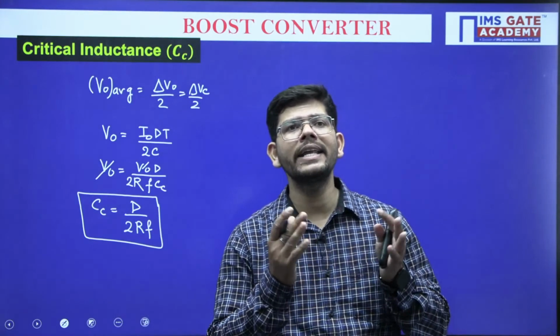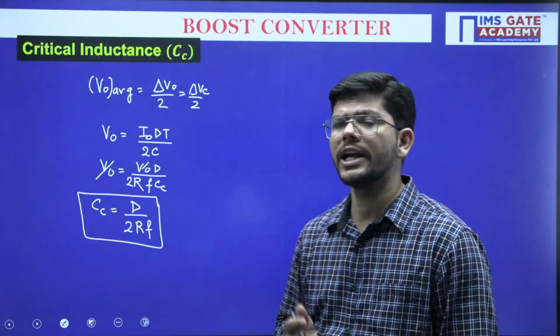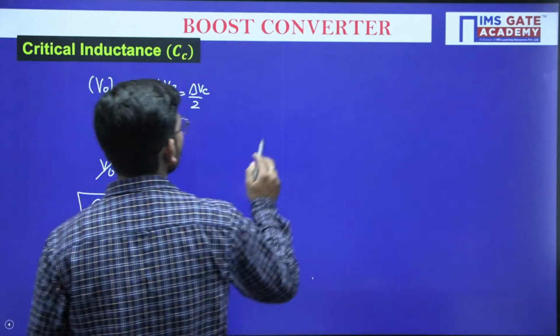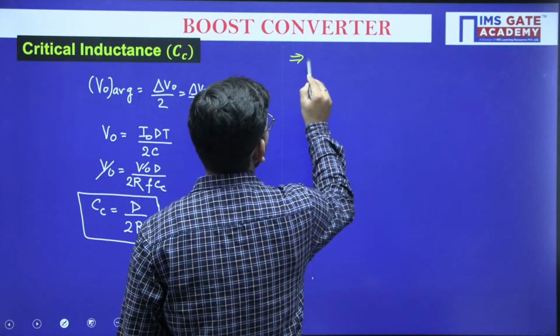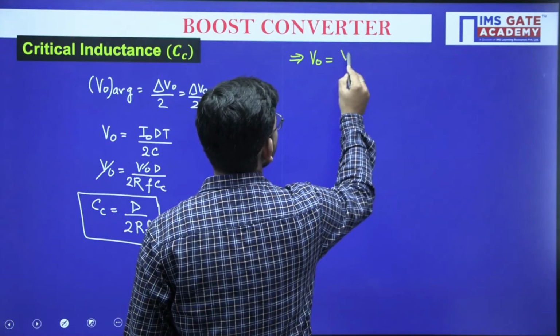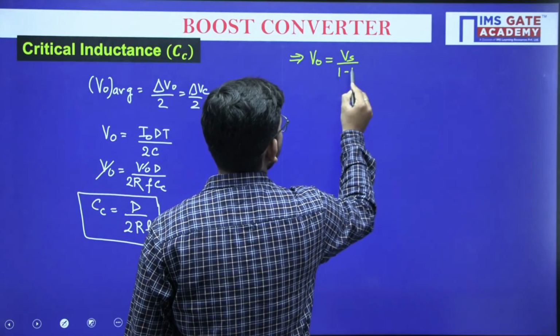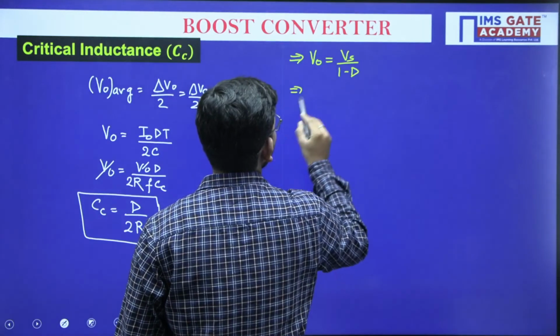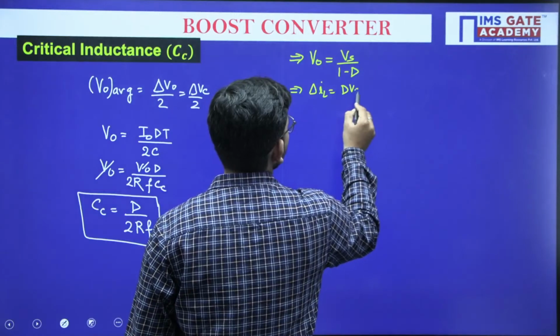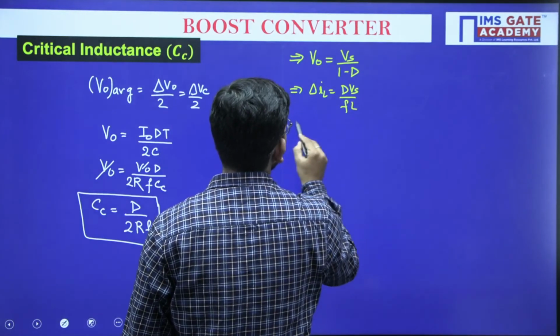And that's it. This is how we have analyzed the operation of this boost converter. And what are the important formulas that we have here? Let me have a quick look at those. So the first important formula is that the average output voltage is Vs upon (1 minus D). After that we have the peak to peak ripple current, which is equal to D Vs over F into L.